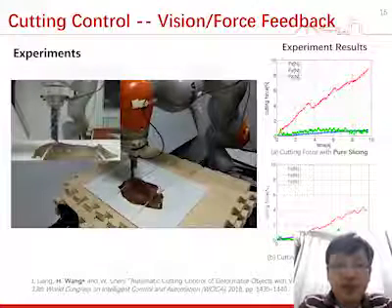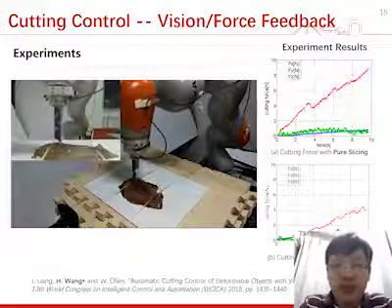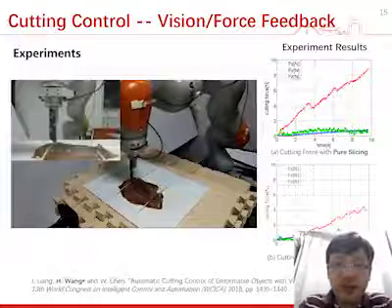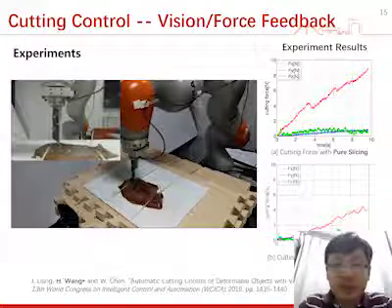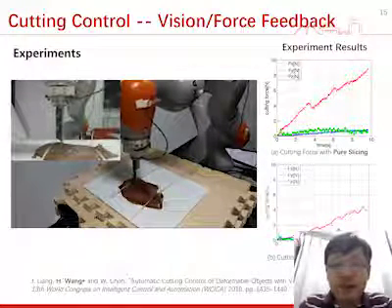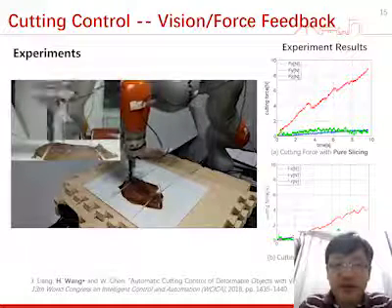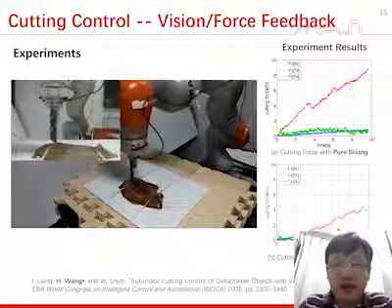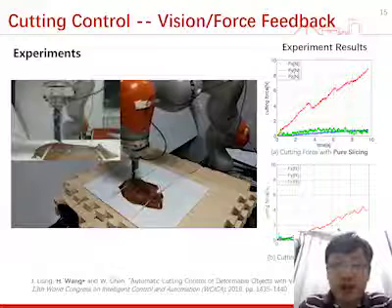This is an experiment demonstration of automatic cutting using the method of pricking and slicing. It can be seen from the figures that the interaction force under the cutting strategy is smaller than under the pure slicing.